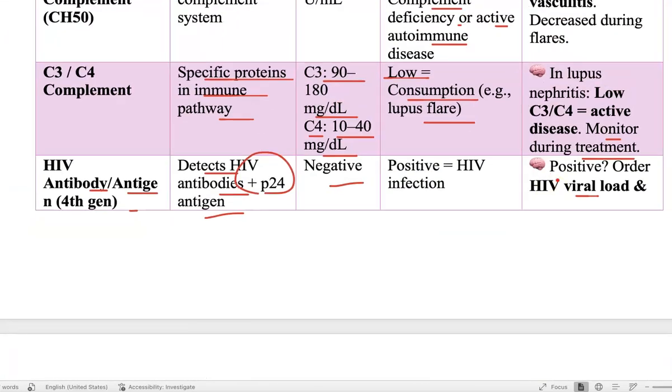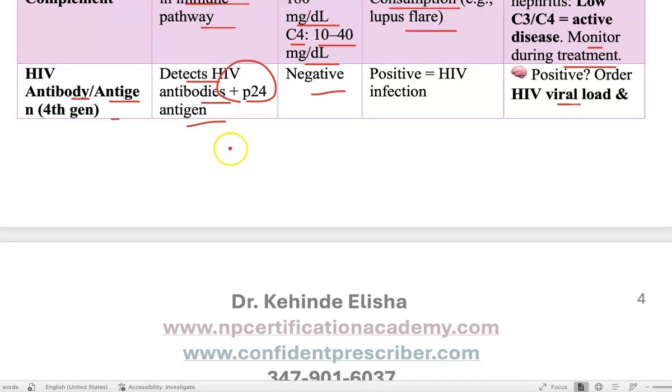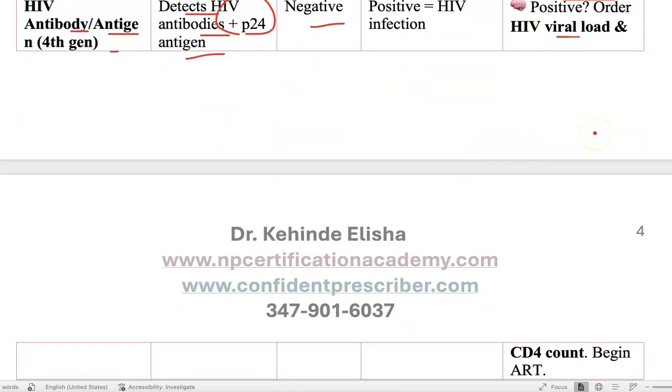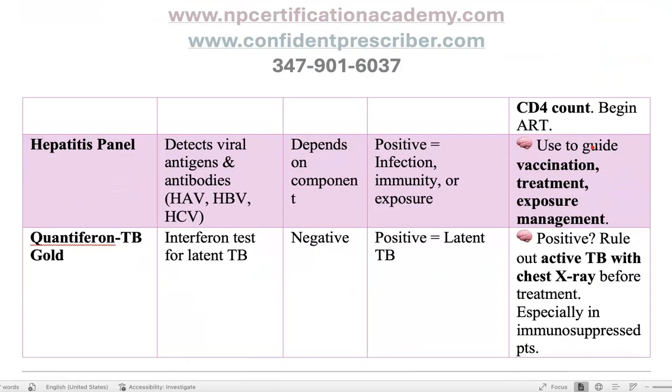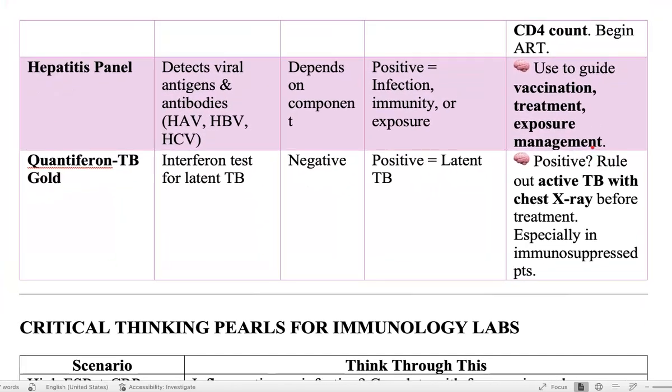If you see that HIV antibody or antigen 4th generation is positive, you want to go ahead and order what? Viral load and CD4 count. There is sequence, there is order to things that we do in primary care. You have to know what is next. If you suspect something, you want a definitive test.